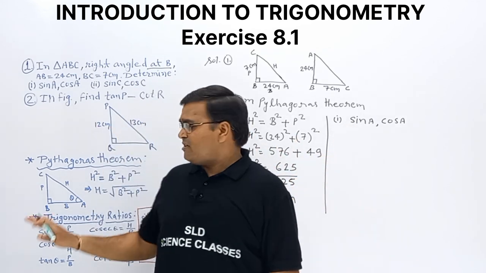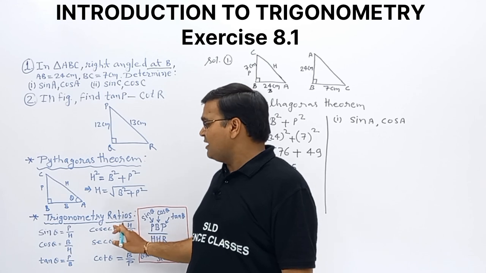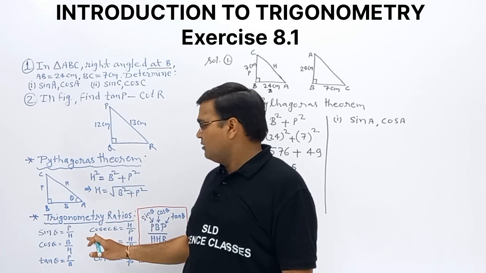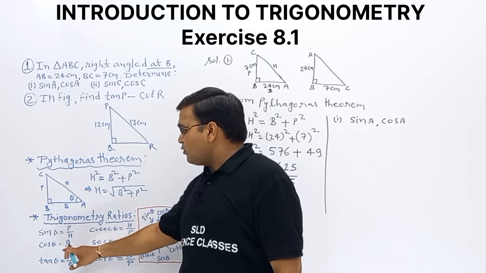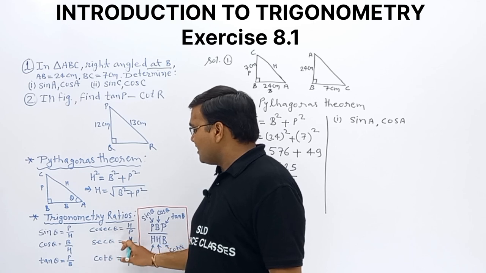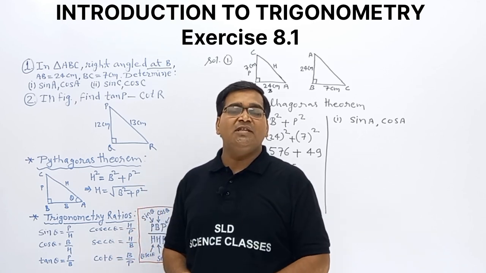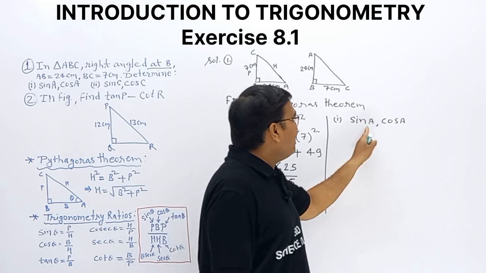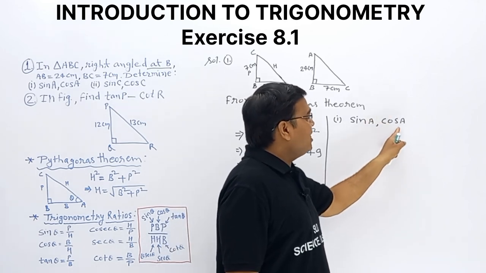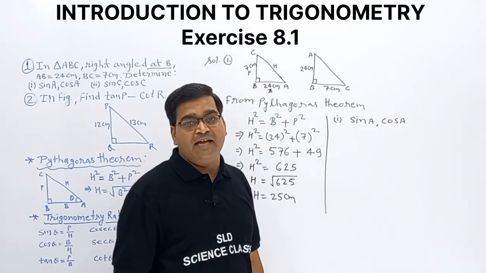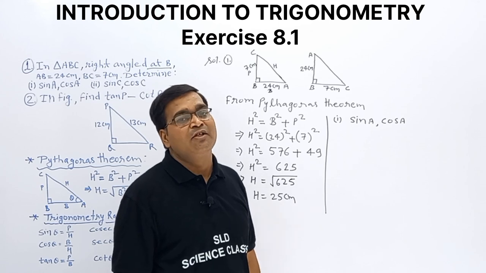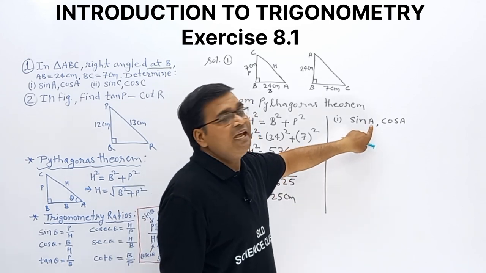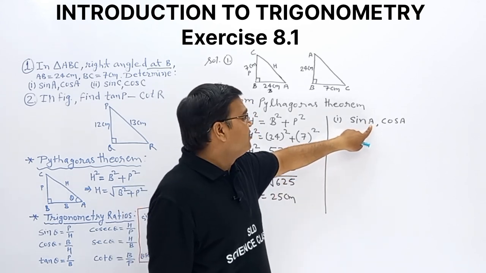We have six trigonometry functions, six ratios. We know well: sin theta, cos theta, tan theta, cosec theta, sec theta and cot theta. Out of these we want only two, sin A and cos A. And A is what? Reference angle, angle of reference or acute angle. So we will consider A as a reference angle.